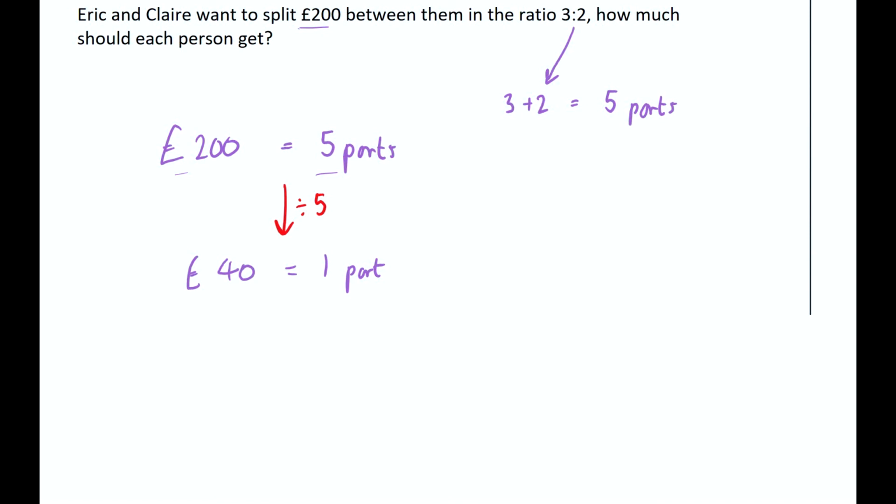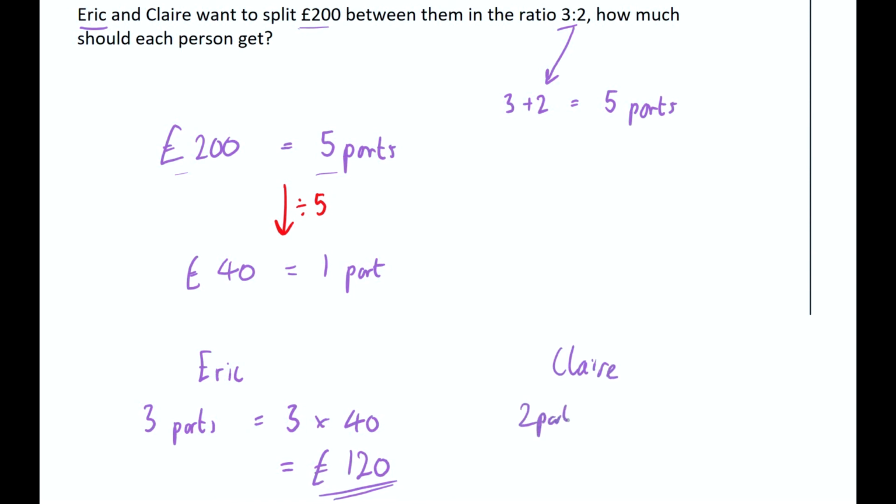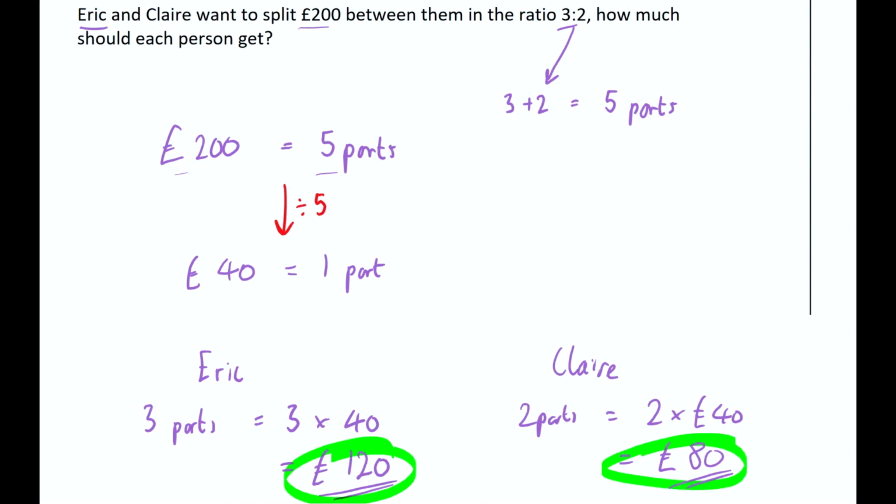We know one part is worth £40. Going back to my question, we know that Eric got 3 parts. So if Eric has 3 parts, that means he has 3 lots of £40. And 3 times 40 is going to be 120. Eric gets £120, and then I'll just do the exact same thing for Claire. Claire gets 2 parts, which means she will get 2 lots of £40, and 2 40s gives us £80. And if you want to, you can check your answer by making sure that these two final answers do indeed add up to our original total of £200.